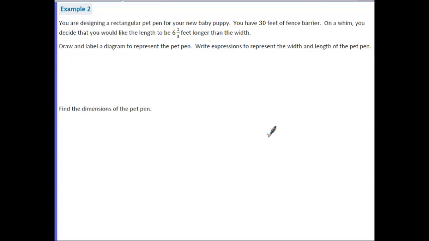That's always a good idea to do in this type of visual scenario. So it will really help you to visualize what's going on here. So if I have a rectangle, I do not know the width in this. So let's actually define the width. We'll say let W equal the width.